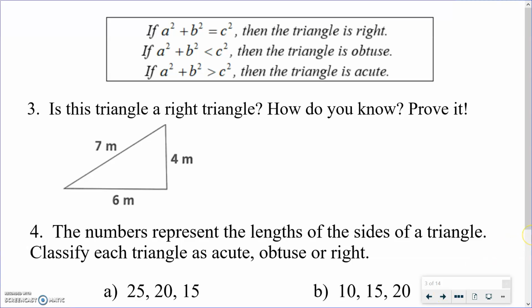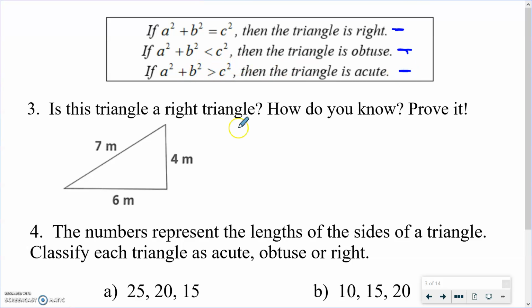We can also use properties of triangles to figure out if a triangle is a right triangle or not. If the two shorter sides squared equal the longest side squared, then it's a right triangle. If the two shorter sides squared are less than the square of the longest side, then it's an obtuse triangle. And if the sum of the two shorter sides squared is greater, then that's an acute triangle.